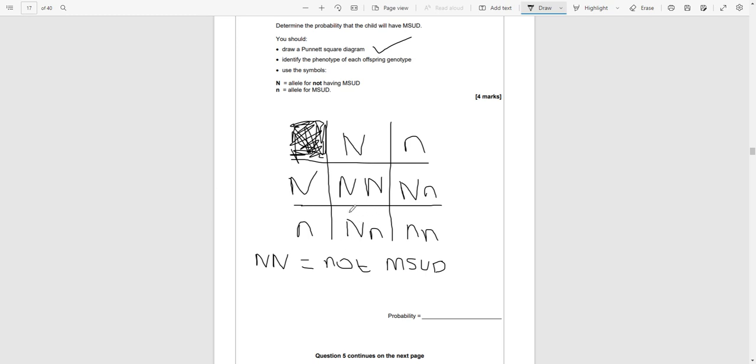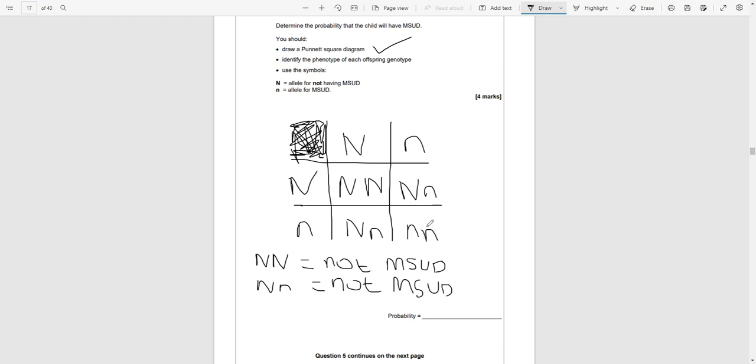Similarly, where I've got big N and little n, the fact that not having MSUD is dominant, I only need one of those genes to be present. Okay, and we've got two of these, haven't we? Two big N's, little n. So let me write that there. Big N, little n also means not MSUD.